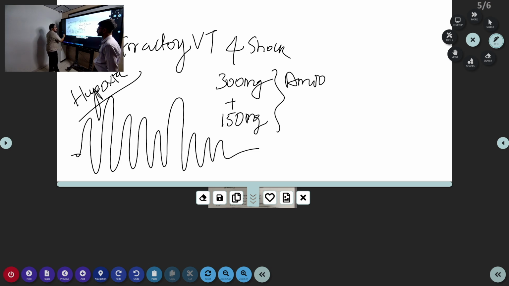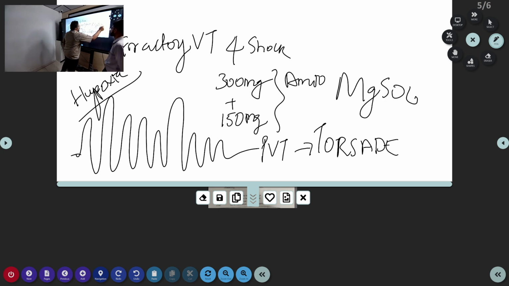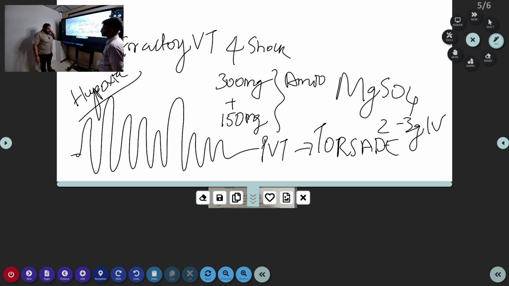Yes. So what is this rhythm? It is otherwise called polymorphic ventricular tachycardia, or we can call it torsade. Suppose you are seeing a torsade, what is the treatment that you need to give? Magnesium sulfate, 2 to 3 grams you can give as an IV stat. So if you are seeing a torsade, you could have given this. If you are not seeing a torsade, we just need to continue giving whatever drugs we have given.